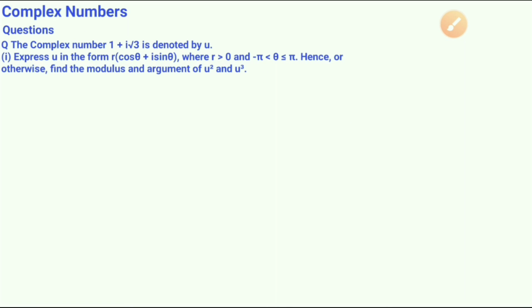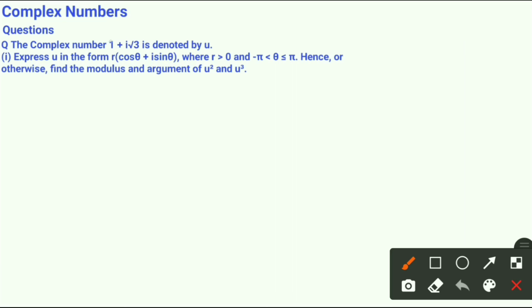Now we're going to do the question. The complex number is denoted by u. Express u in the form r e to the i theta, where r is greater than 0, and we have this interval. Hence or otherwise find the modulus and argument of u squared and u cubed.